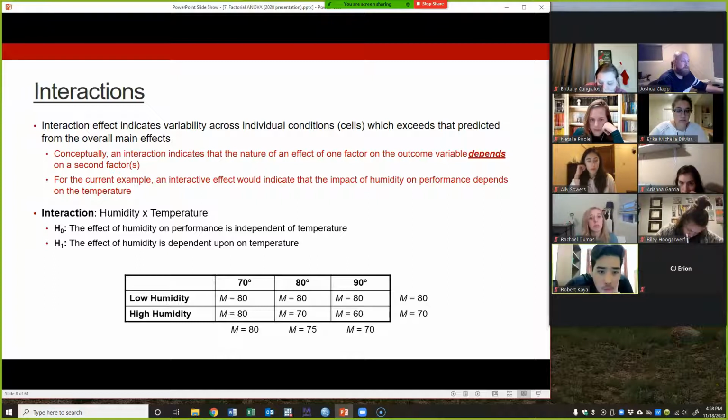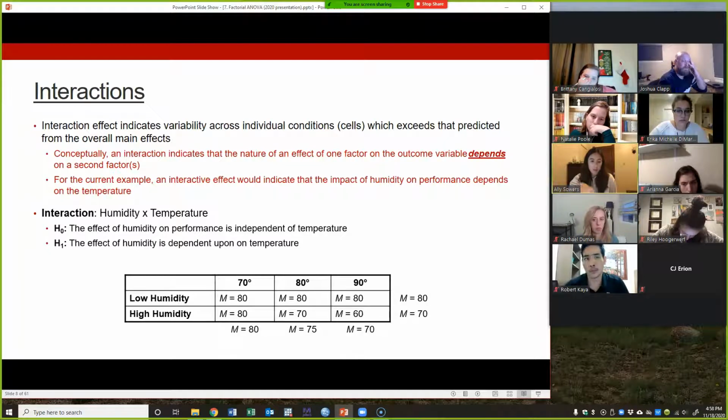Did my marginal means or my main effects change? Nope. I'm still seeing higher performance in my low humidity as opposed to my high humidity, and I'm still seeing performance decrease as I go from 70 to 80 to 90 degrees, right? But now, Allie, what's going on with my cell means here? It looks like for low humidity, there's no change in scores anymore based on temperature, but there is for high humidity, and it's larger.